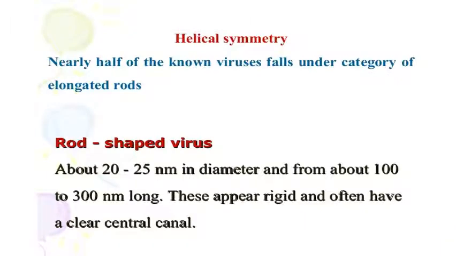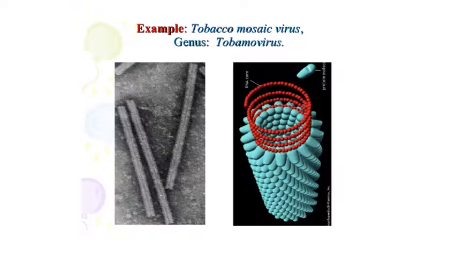Coming to helical symmetry, nearly half of the known viruses fall under this category, which we have already discussed. That is rod shaped, size ranges from 25 to 30 nanometers in diameter and about 100 to 300 nanometers in length. The example is tobacco mosaic virus, which we have seen already. Tobacco mosaic virus size is 18 by 300 nanometers.